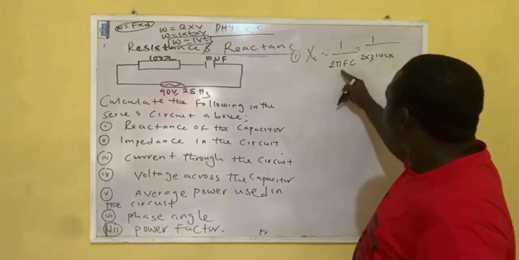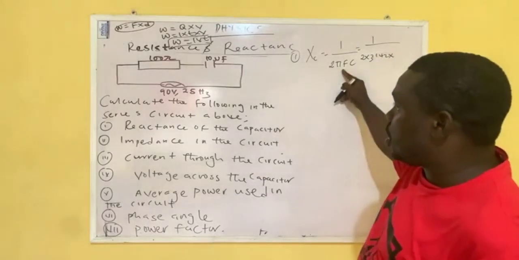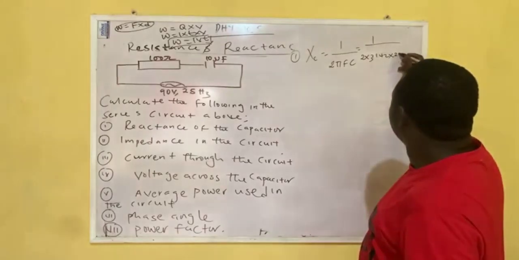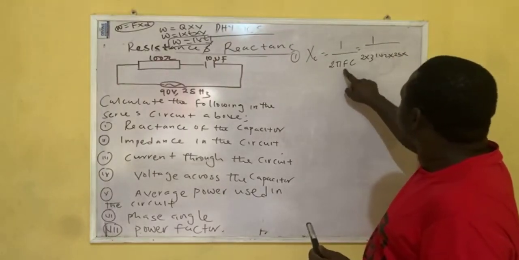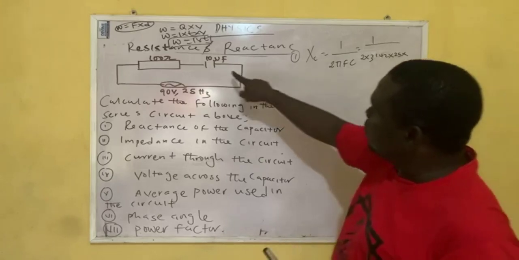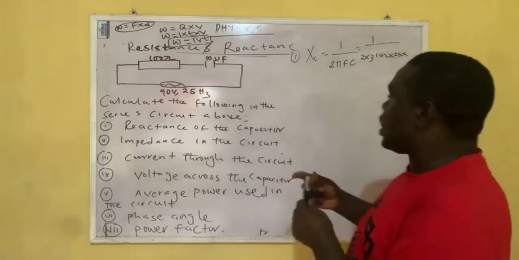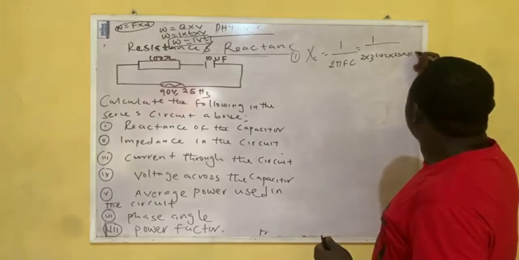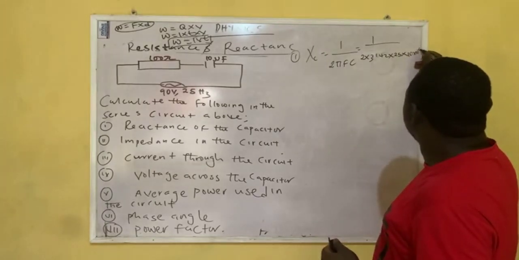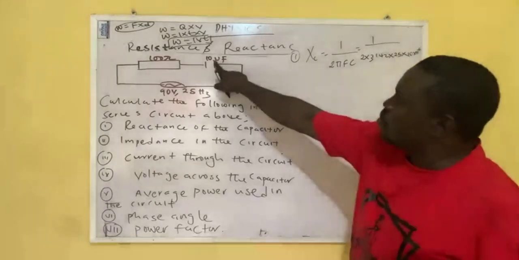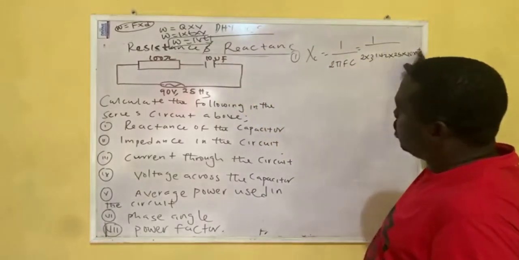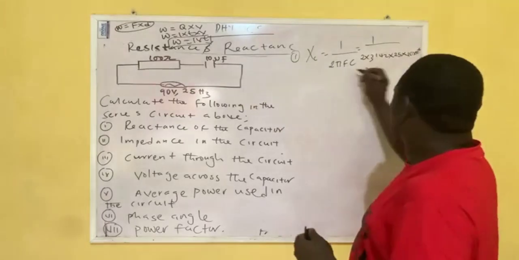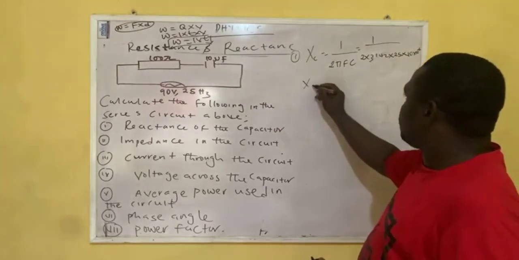3.42 times, what's the frequency? It's giving 25. And then the capacitance is given as ten microfarad. So it's going to be 10 times 10 raised to the power minus 6, because it's in micro. Please take note of it: if it's in millifarad, it will be minus 3, but if it's in microfarad, it's going to be minus 6. So you could solve that now.